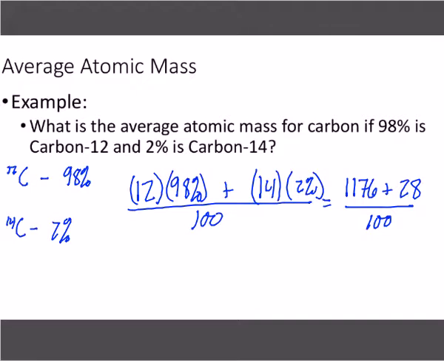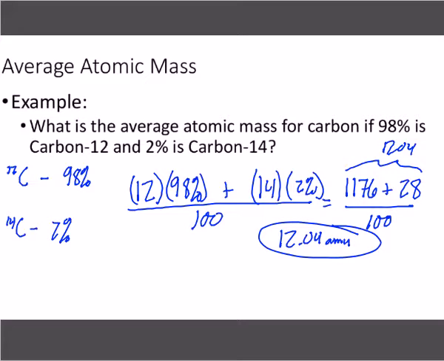I'm not going to do this for every problem. All right. 1176 plus 28. I believe you get something like 1204. Okay. When you add those together. All right. That's 1204 divided by 100. We should end up with 12.04 AMU.